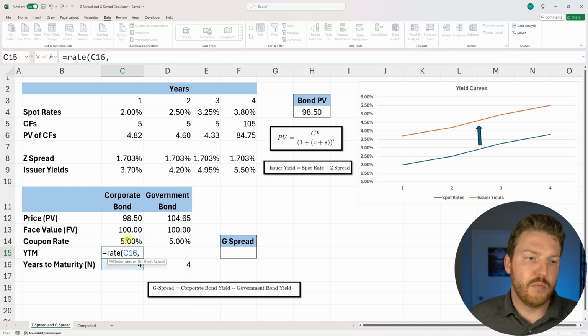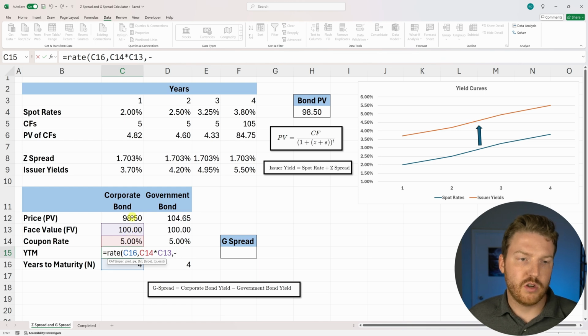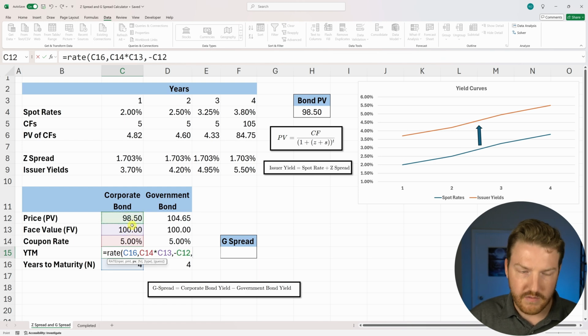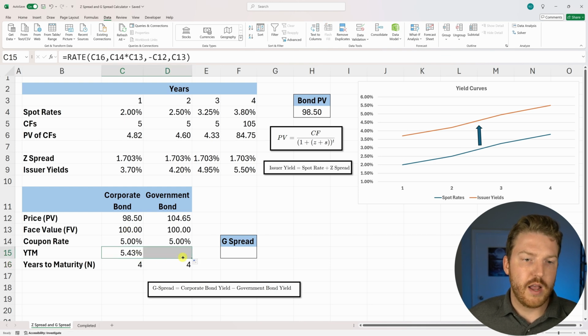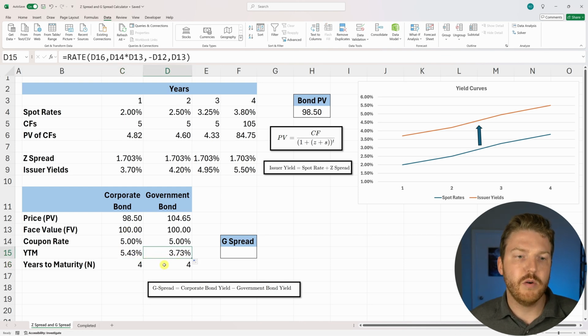The payment is going to be equal to the coupon rate times the base value. For the present value, we have to make sure to make it negative, so it's going to be negative 98.5. And then the future value is just this face value of 100. I'll hit enter. We find that we have a yield to maturity of 5.43%. Then we can drag this to the right. So the government yield to maturity is 3.73%.